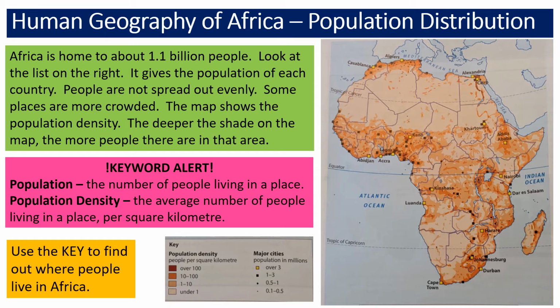People are not spread out evenly. Some places are a lot more crowded. So the map here shows the population density. The deeper the shade on the map, the more people are in that area. So what I'd like you to do is copy down the 2 keywords, population and population density, and just have a little look at where you think some of the most populated places in Africa are.